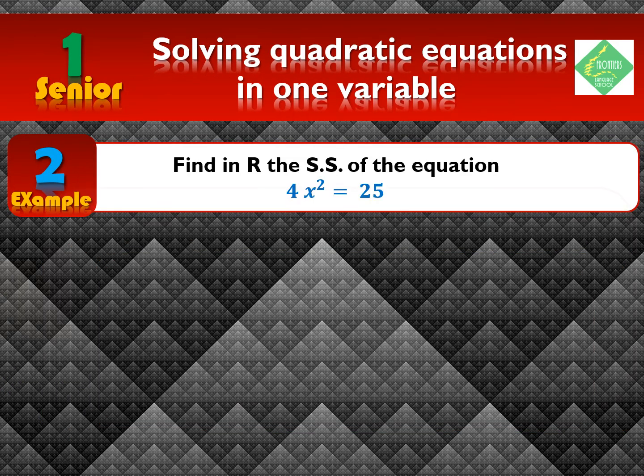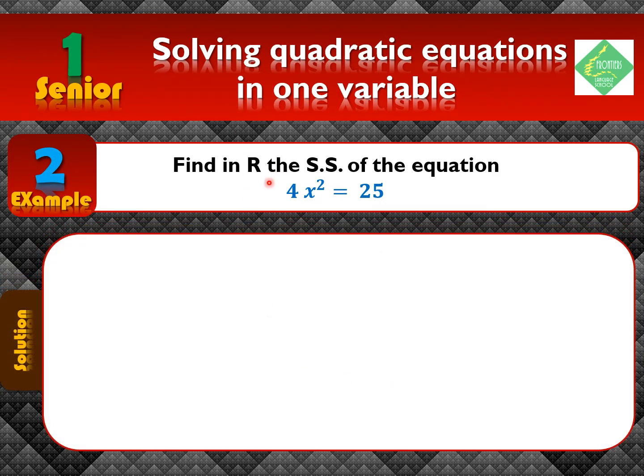Example 2. Find in R the solution set of the equation 4x squared equals 25. As we explained in our class, there are two ways. First way, convert 25 to the left hand side and factorize, or from here convert 4 by dividing to the right hand side and get x squared equals 25 over 4. But we are going to solve by factorization.